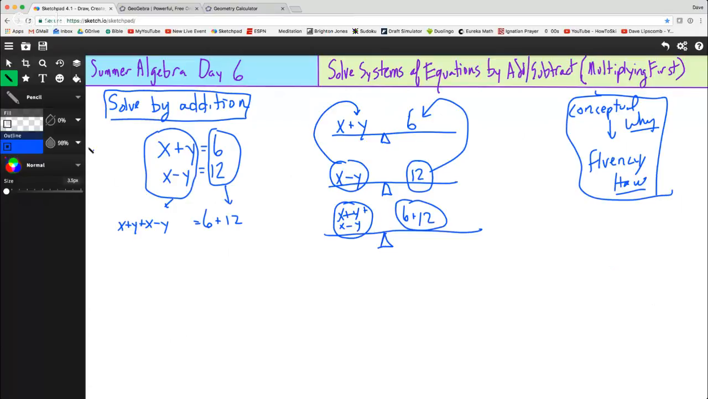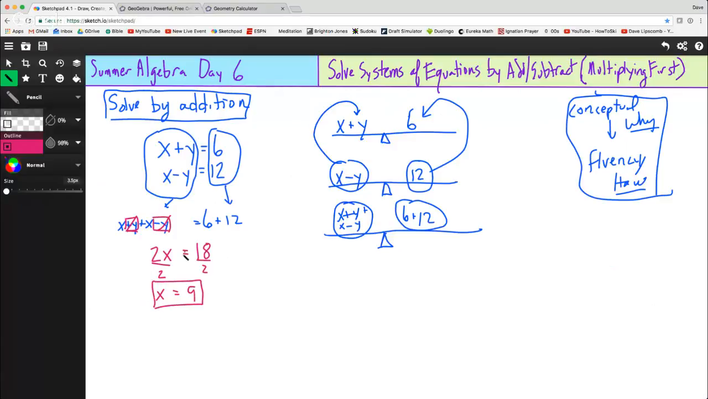If you remember back to combining like terms, we have a plus y and a minus y, and those things are going to cancel. On the left side, I'm going to have basically 2x. And on the right side, I'll have 18. And if I divide both by 2, I get x equals 9.